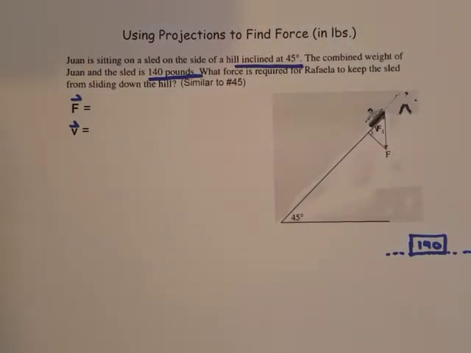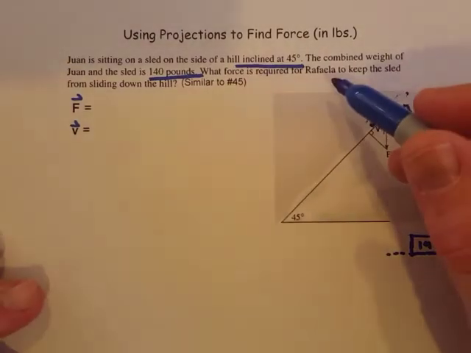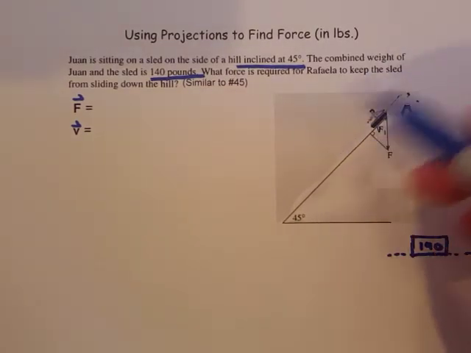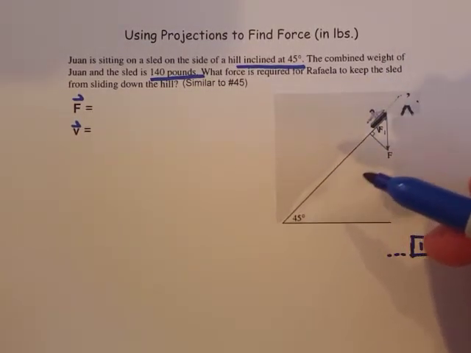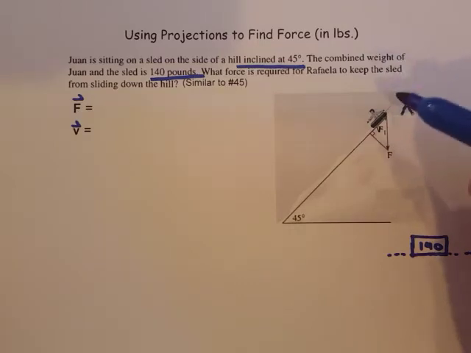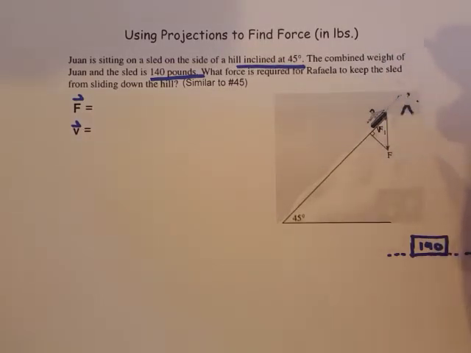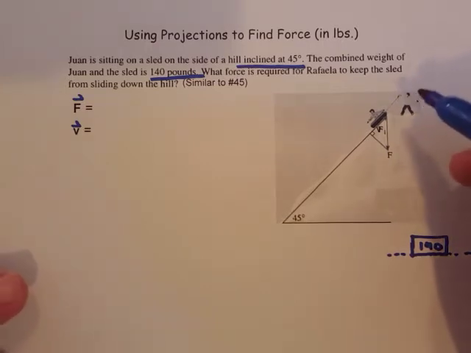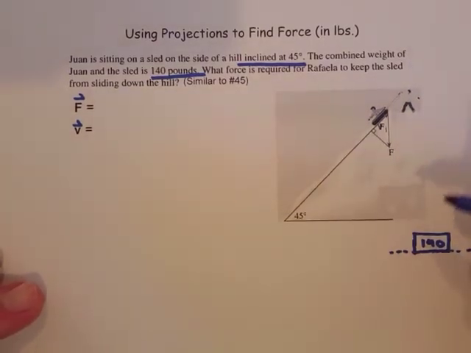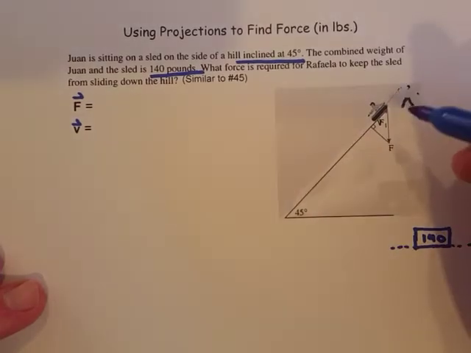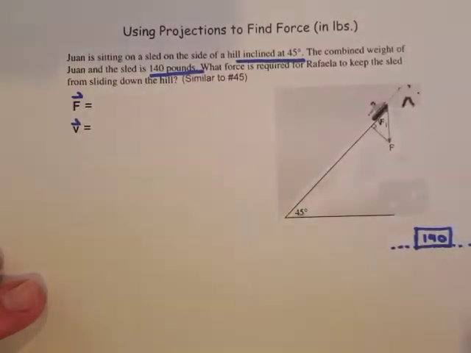That's important as well. We want to find out the force required for his friend to keep him from sliding down the hill. Now, it's 45 degrees down the hill. It's assumed that this is going to be easier for her to hold him up on an incline than it would be if she were just holding him directly up in the air. So what we should find at the end of this problem is that the amount of force required for her to put on this rope is less than his total weight, which is 140 pounds.